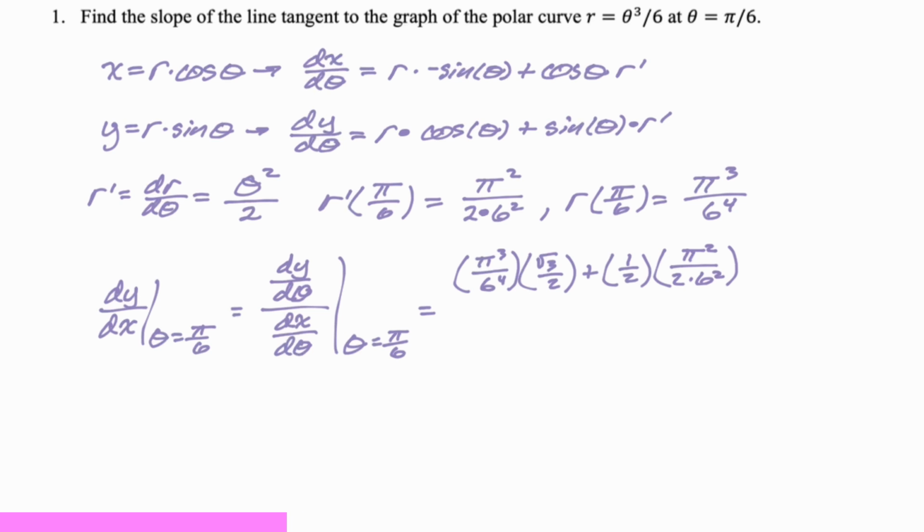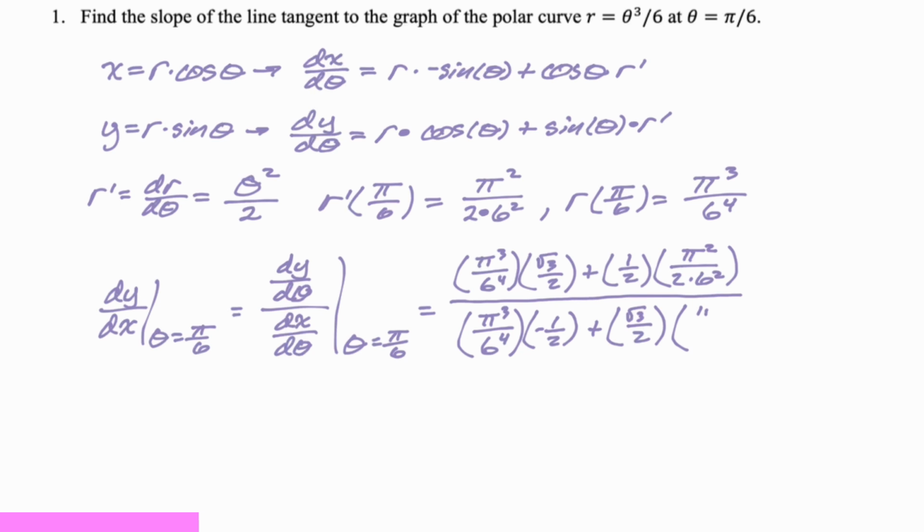Now dx d theta evaluated is going to be r, which is the pi cubed over 6 to the 4th, and then negative sine of pi over 6, so negative 1/2. I'm struggling here. Plus the cosine, which is root 3 over 2, and then r prime, which is pi squared over 2 times 6 squared. Doing this by hand is like a really bad idea. I don't think you'd be asked to do this on an AP exam. It's just too annoying, to be honest. But you need to know how to do it, so not a bad problem, just ugh.